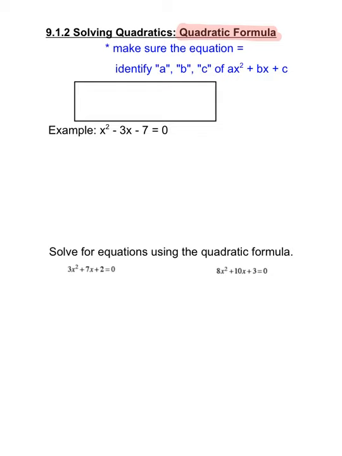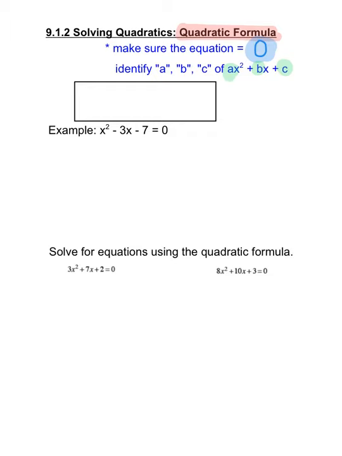So step number 1, make sure that your equation says that it's equal to 0. That's the first step. And then we can look at the equation and pick out what numbers are the a, b, and c. Notice that the a is the number that comes in front of the x squared, the b is the number in front of the x, and the c is the number that's alone. So that's kind of our process.